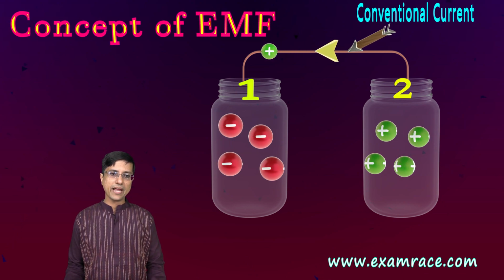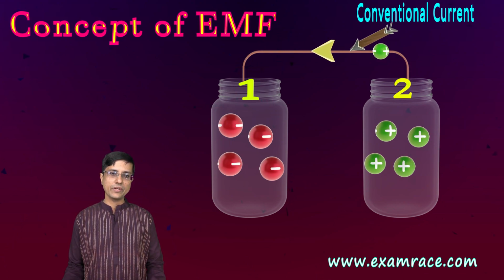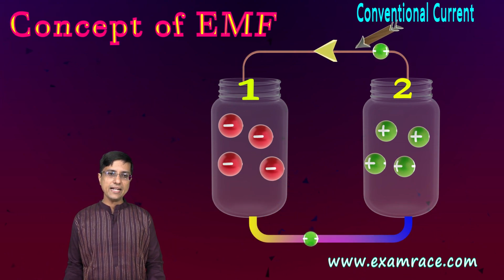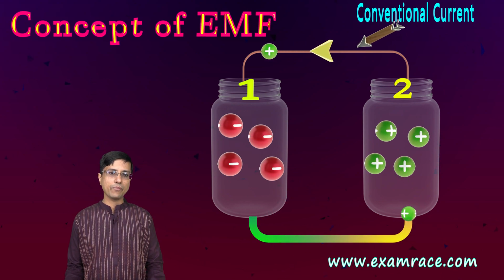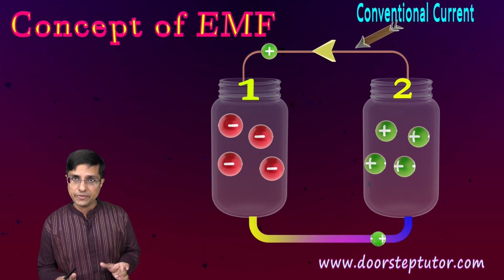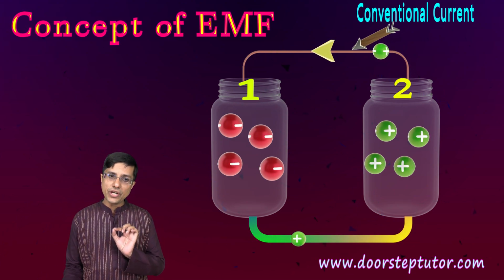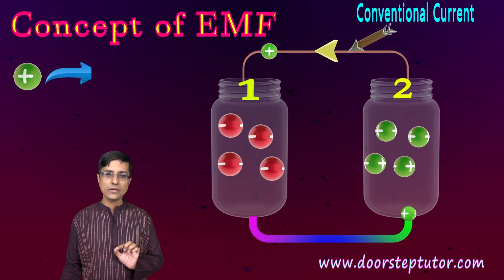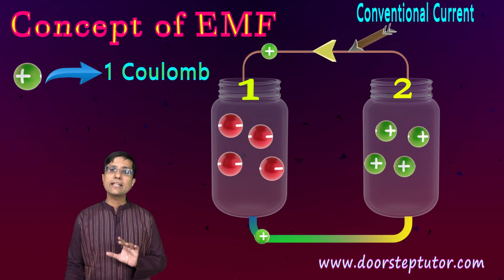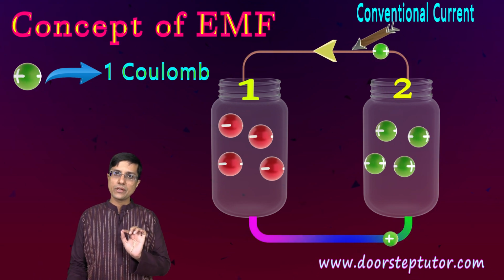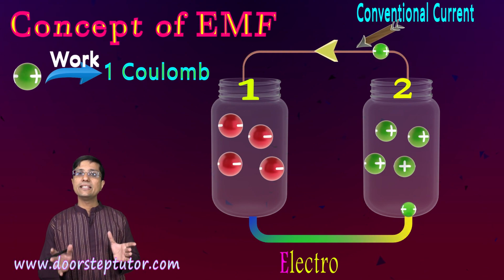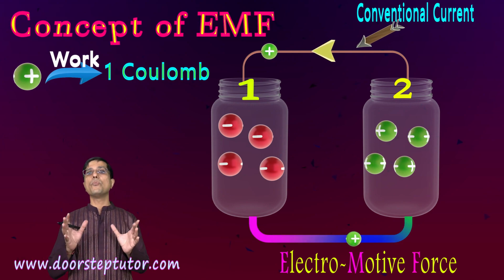And of course, we are prying away the positive charges from this negative jar and taking them to the positive jar. When we are doing this prying away, we are using some energy to move a charge of 1 coulomb from this negative jar and put it in the positive jar. We are doing some work. This work is known as the EMF or electromotive force.